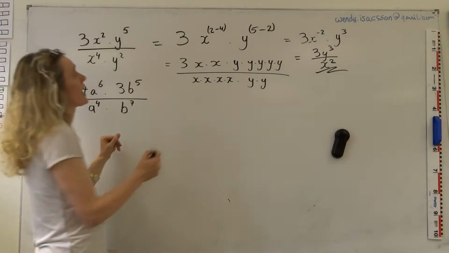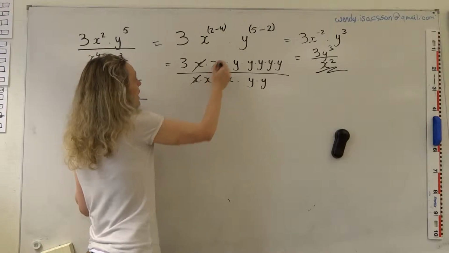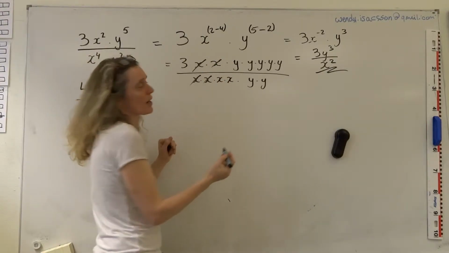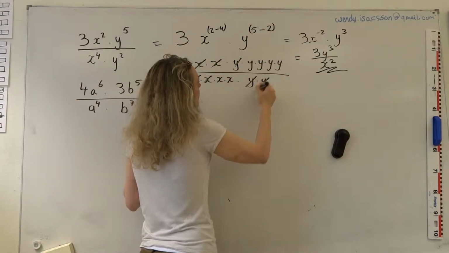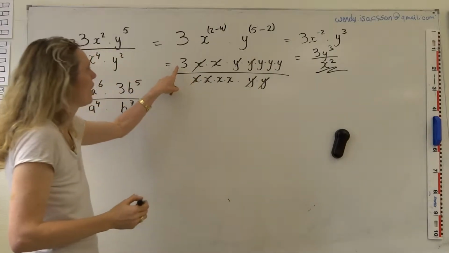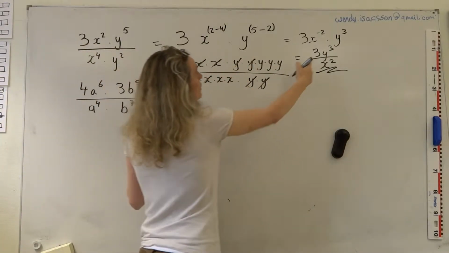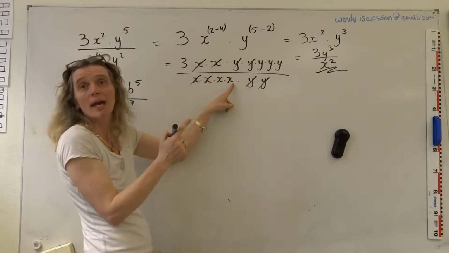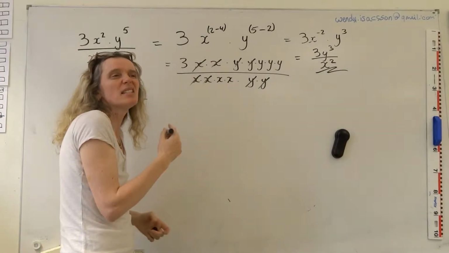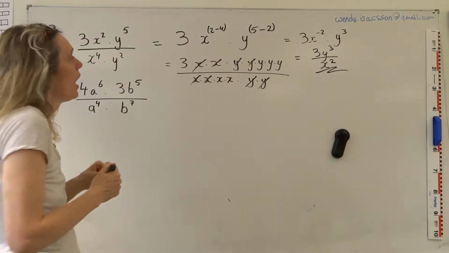So now we can just start cancelling x's. 1 goes against there, that goes against there. And then we can start cancelling y's. 1 goes against there, 1 goes against there. What do I have left over? I have 3y cubed divided by x squared. So that's another way of thinking about it.